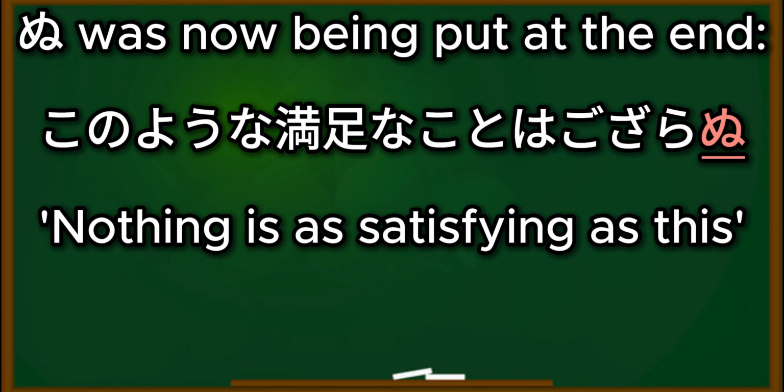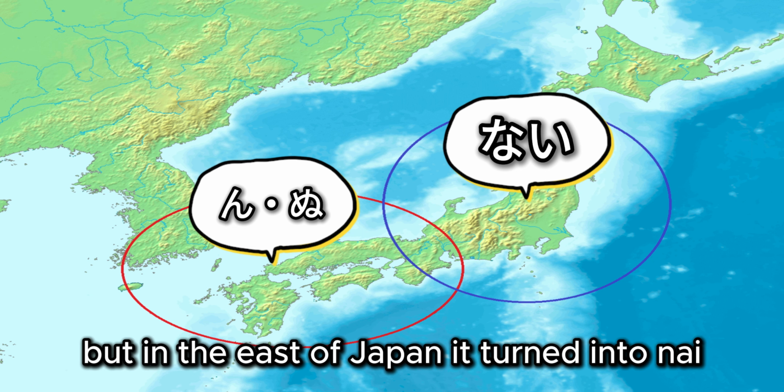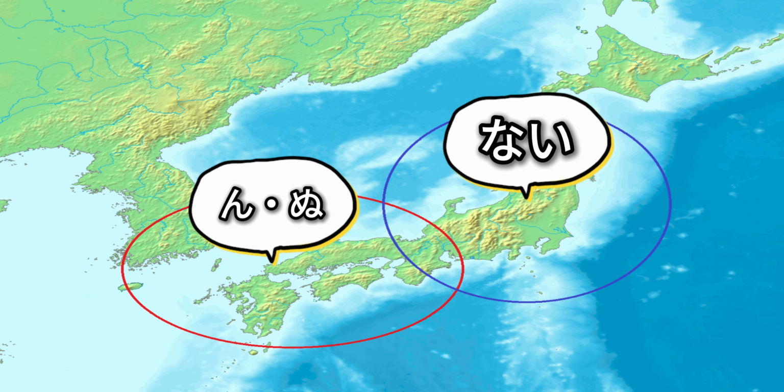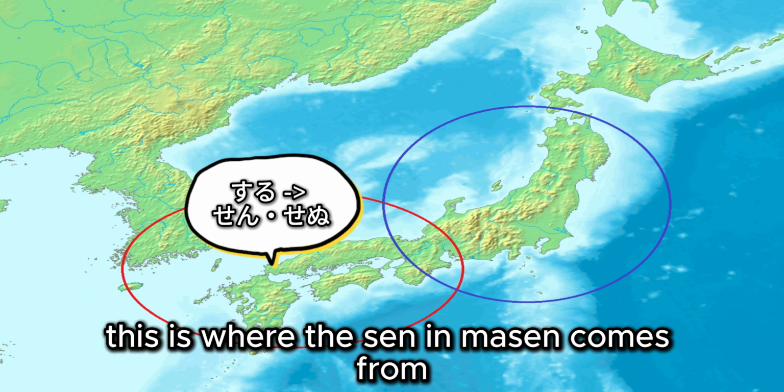Shirane goes on to state that in the west of Japan, nu turned into an n sound, but in the east of Japan it turned into nai, giving us our modern nai. This is also corroborated by Feathersfig. So, in the west of Japan, suru, in its negative form, would become zenu, or zen. This is where the sen in masen comes from.